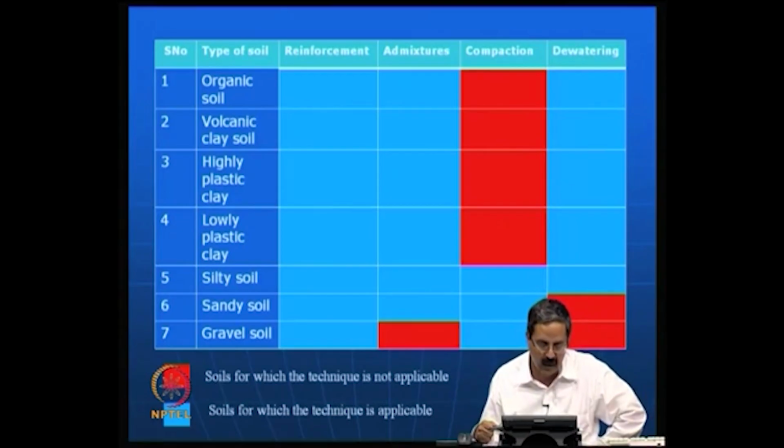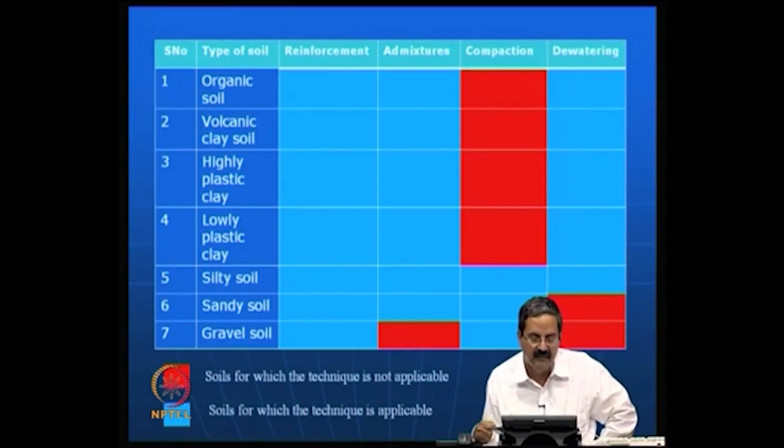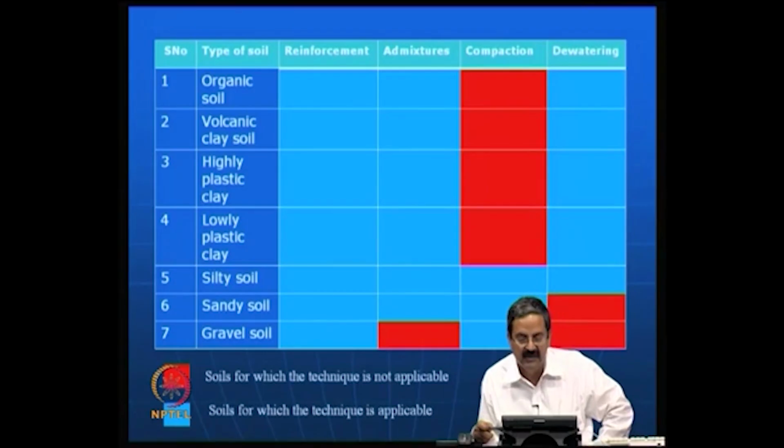say for example, compaction alone. You can't do much for organic soil or plastic clay. Compaction may not really be so useful. Yes, it is marginally improved, but if you add reinforcement, admixtures and dewatering, I will take the example of organic soil, you add some admixtures, put reinforcement, and also dewater because the areas are in marshy conditions. So all of these three things may work, that is what I meant.